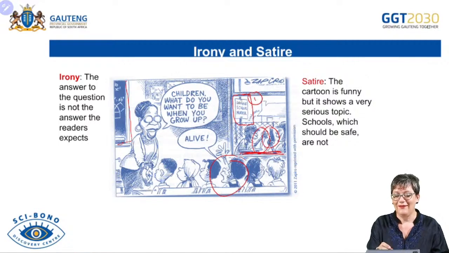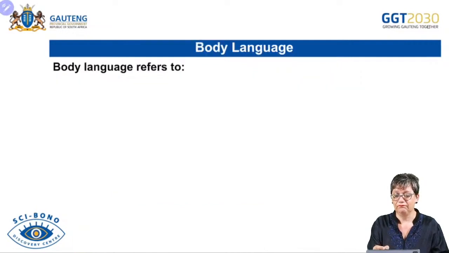Now the other thing is, this might look quite funny. It is funny, but it's actually a very, very serious topic as well. Because of all these things, you realize that school isn't safe anymore. And that is where satire comes in. Satire is used to make important and stressful situations funny, to show their importance. So make sure you know the difference between irony and satire. Cartoonists love using both of them. All right.